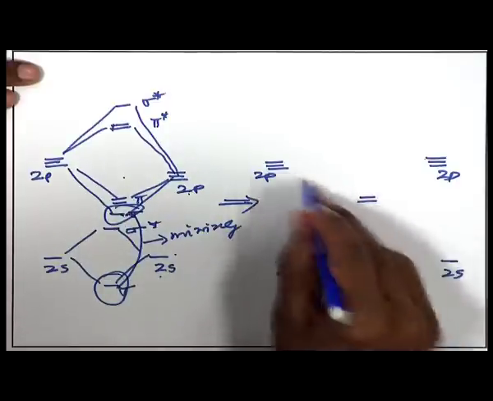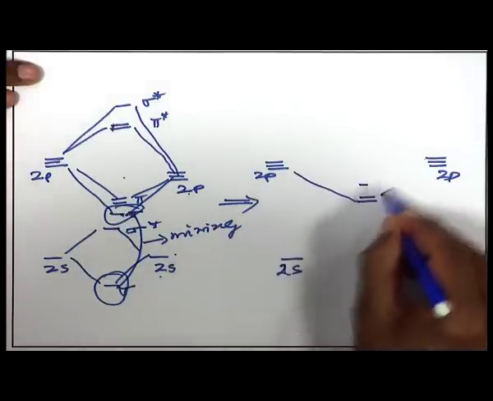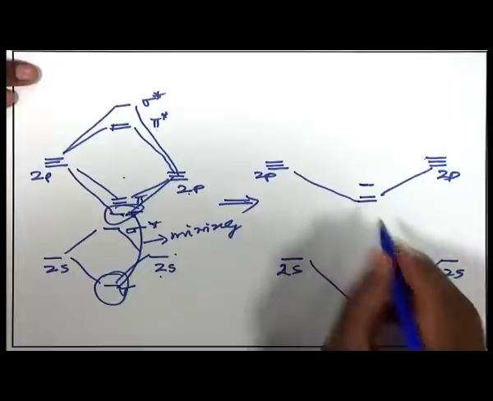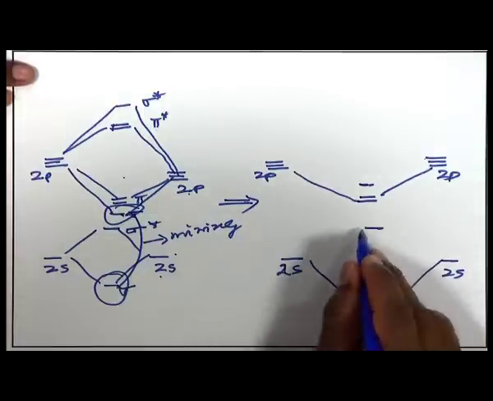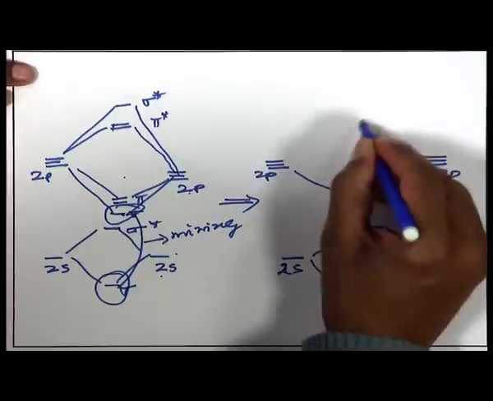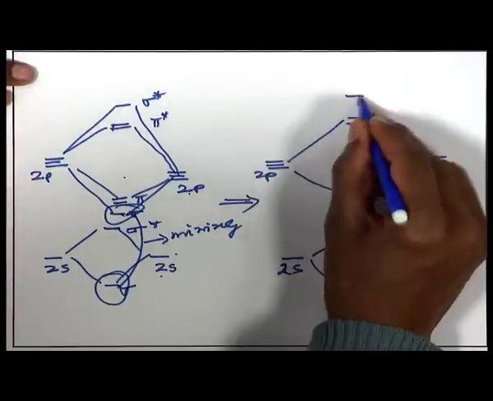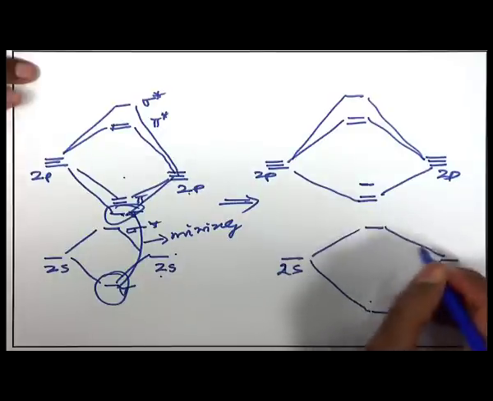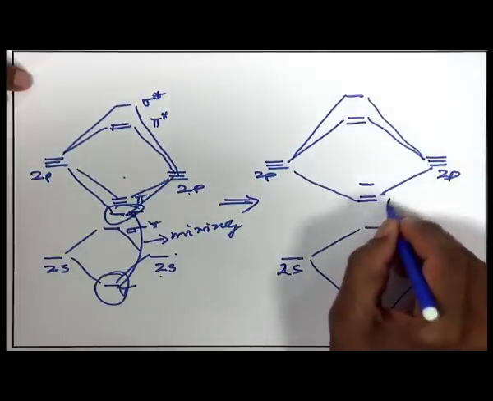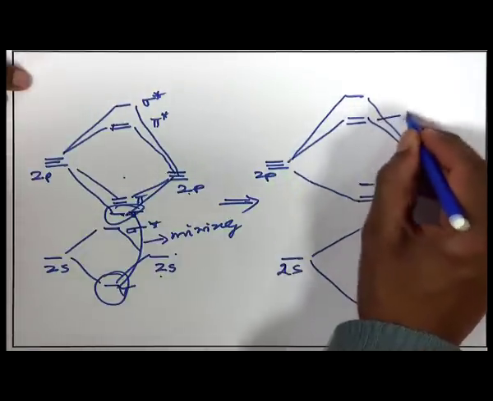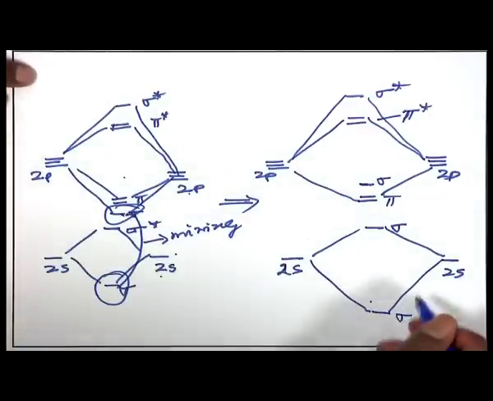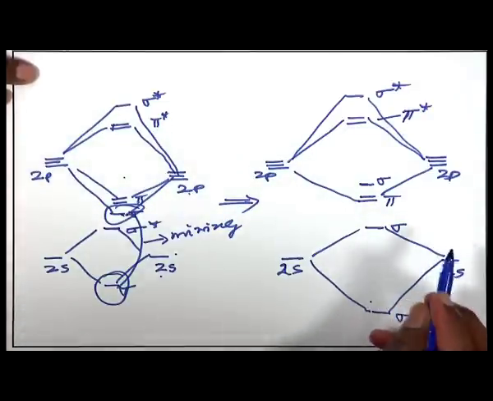When this goes up, there is an interaction here and an interaction here, and then this level can be decreased, and then you have a sigma orbital formed here. After that you have a pi star orbital, and after that a sigma star orbital. This sigma star orbital is formed from the 2s orbital, and this is the result after mixing. So you can see here there is a reversal in the order of molecular orbitals.